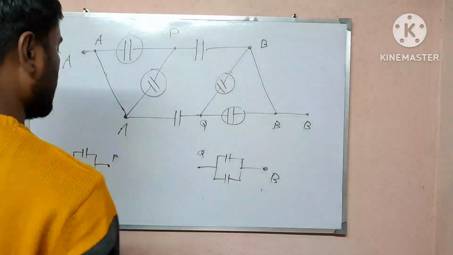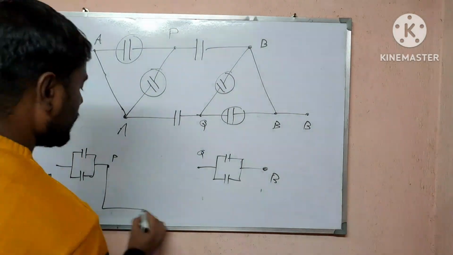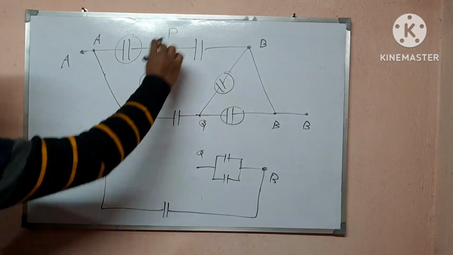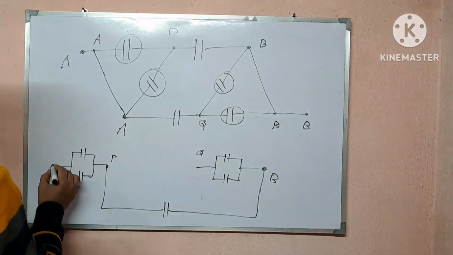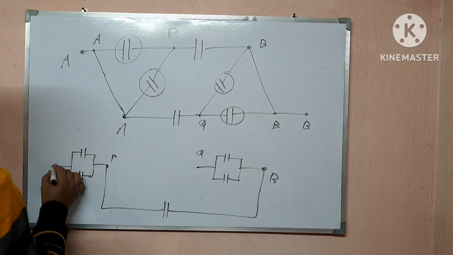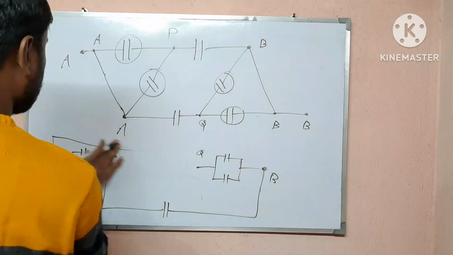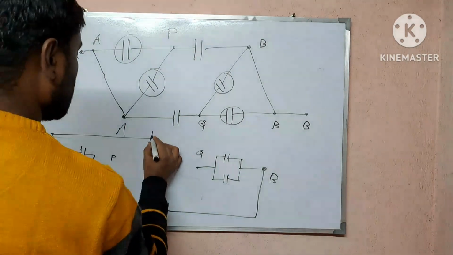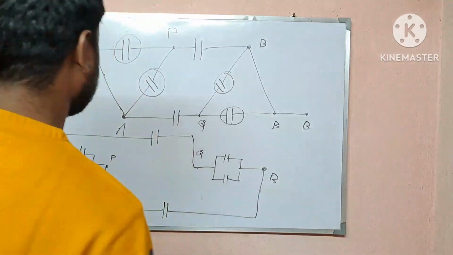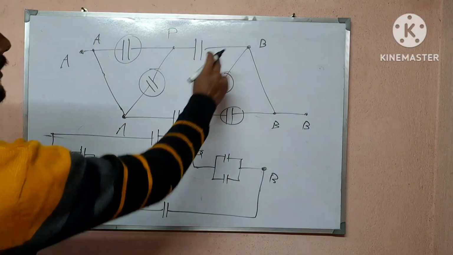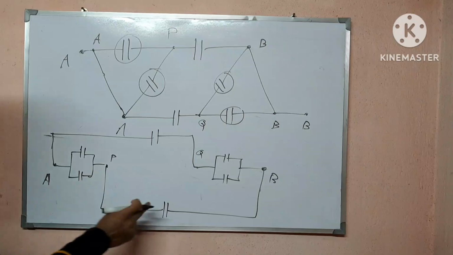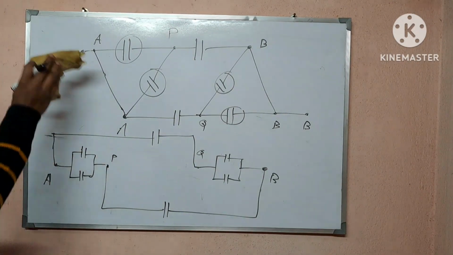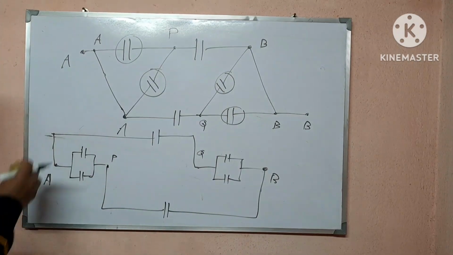Now B to P. So how will we connect B to P? That one is B to P. That one is also connected. And A to Q. How will we connect this? A to Q. And now everyone is complete: 1, 2, 3, 4, 5, 6. So just see this circuit carefully. Clear? Just match all these things.